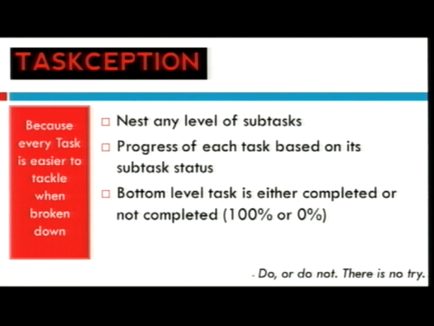Nesting among tasks is one feature we felt was really important. Any task is always easier to solve if it's broken down into many subtasks. So we wanted to support this functionality, and we support any level of nesting. You can have four subtasks, and four within that, and four within that. It's recursive, so we support any level of nesting. The progress is also calculated recursively. I'll go more into how the progress is calculated.